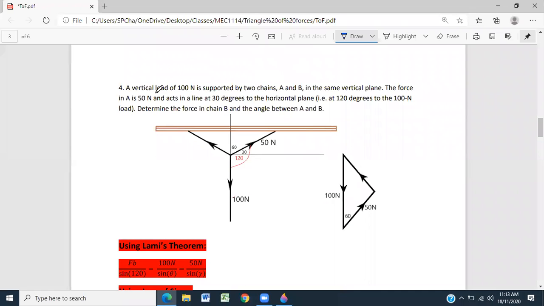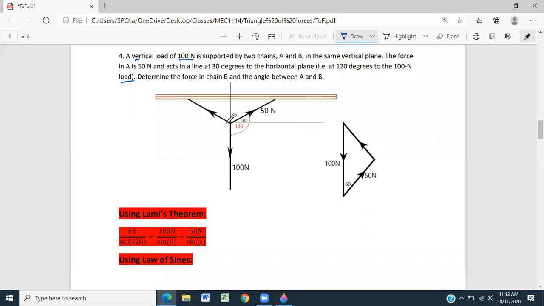So a vertical load of 100 newtons is supported by 2 chains, A and B, in the same vertical plane. The force A is 50 newtons and acts in a line 30 degrees to the horizontal plane. So the horizontal plane, 30 degrees from that is where this force A acts. Keep that in mind. Or 120 degrees to the 100 newton load. Determine the force in the chain B.